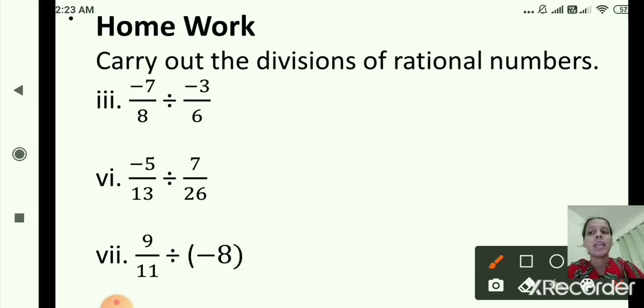So these are the 3 homework questions from question number 5. Okay, you will do these sums in your maths classwork. Okay, I hope you have written all the 3 questions. Carry out the divisions of rational numbers. Third one is minus 7 upon 8 divided by minus 3 upon 6. Sixth one is minus 5 upon 13 divided by 7 upon 26. And the seventh one is 9 upon 11 divided by minus 8.